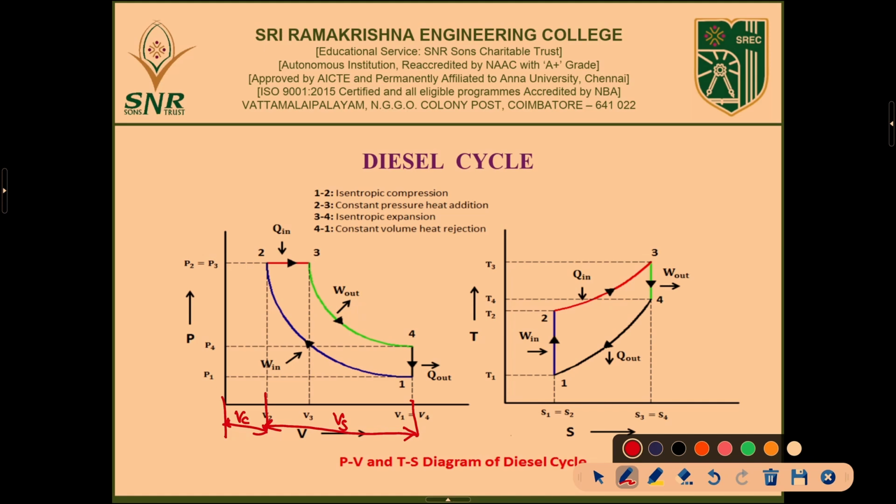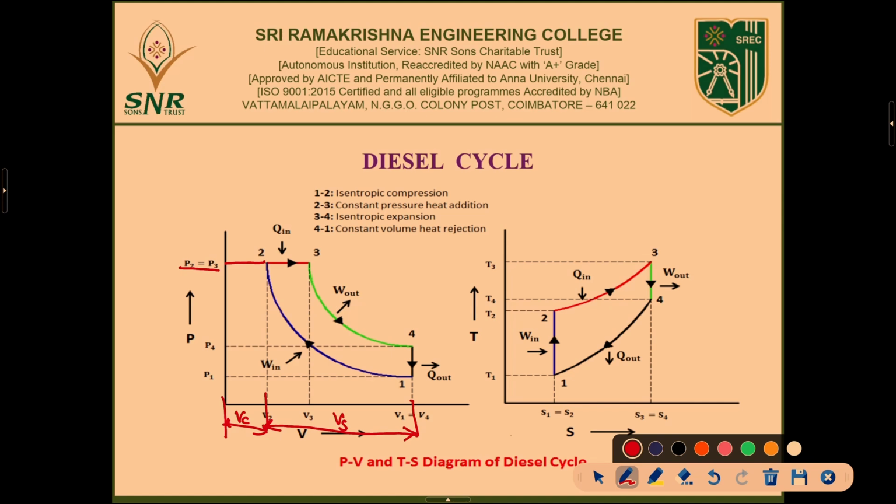Here the pressure is P1, and you just remember that P2 is equal to P3, because the pressure remains constant in the heat addition process. In the TS diagram the drawing is opposite to the PV drawing. Where it is a curve here, there it will be a straight line, like we already discussed in the previous video.